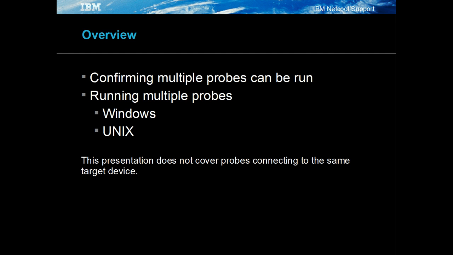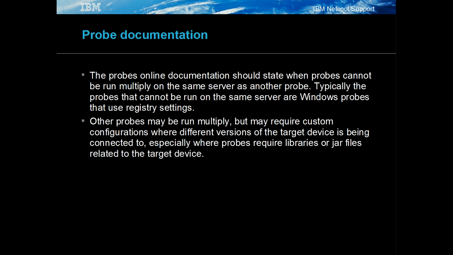Running multiple probes on Windows requires -name to be provided on the command line, whilst -props file is best for Unix. Typically, Windows probes may not be able to run more than once on a system where the Windows registry is being used. Other probes may require customization if they are expected to connect to different versions of the target device and use device APIs or jar files.